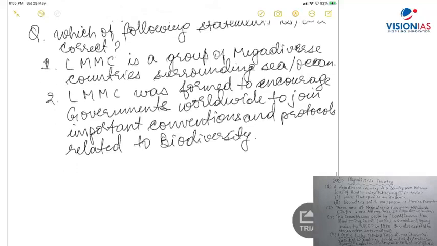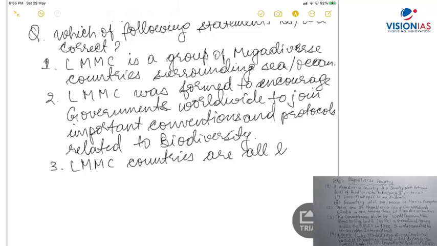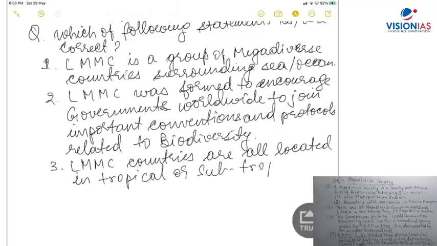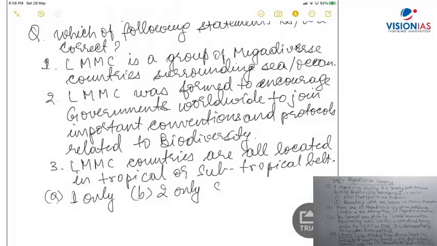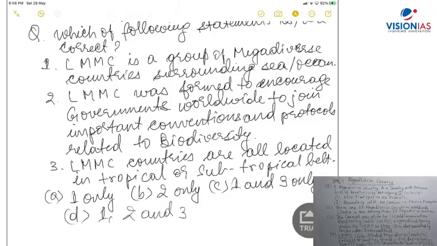Right? And the third statement, let's say I'm giving: LMMC countries are all located in tropical or subtropical belt. And you have to now select the correct option here. A: 1 only, B: 2 only, C: 1 and 3 only, and let's say D: 1, 2 and 3. What will be the answer here?